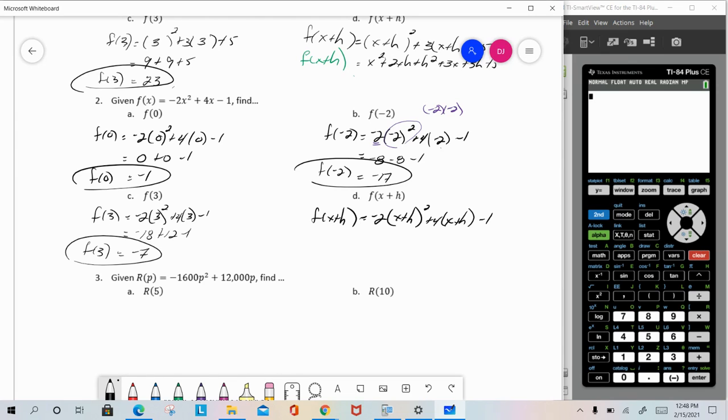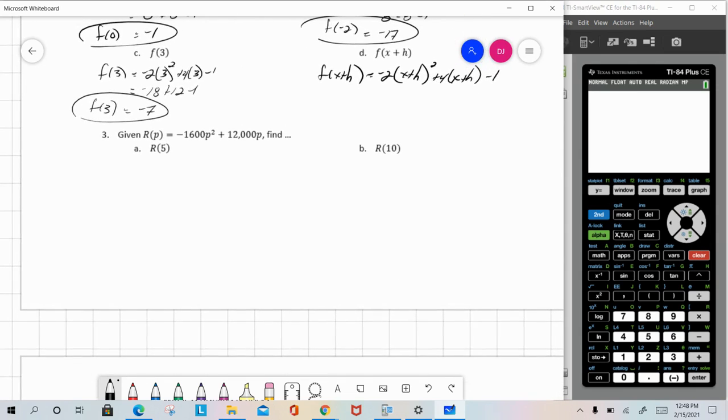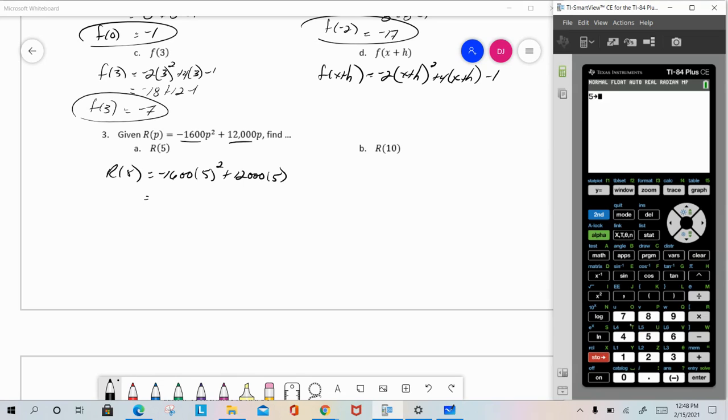Okay. Now, for number 3, really the only difference is my coefficients are bigger numbers. Okay, so R of 5 is negative 1600 times 5 squared plus 12,000 times 5. So I'm gonna use my calculator for both of these. So I'm gonna say 5, and I'm gonna store that as x.